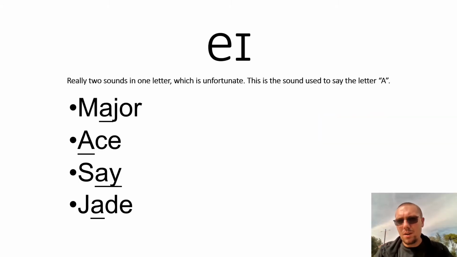This last way to say the letter A is very different because really it's two sounds in one. It's A-E, and it's funny because that's actually the name of the letter A. If you say it slow enough, it sounds like you're saying A-E. So it's two different sounds: an E and an I sound kind of mixed together. For example, in major, ace, say.